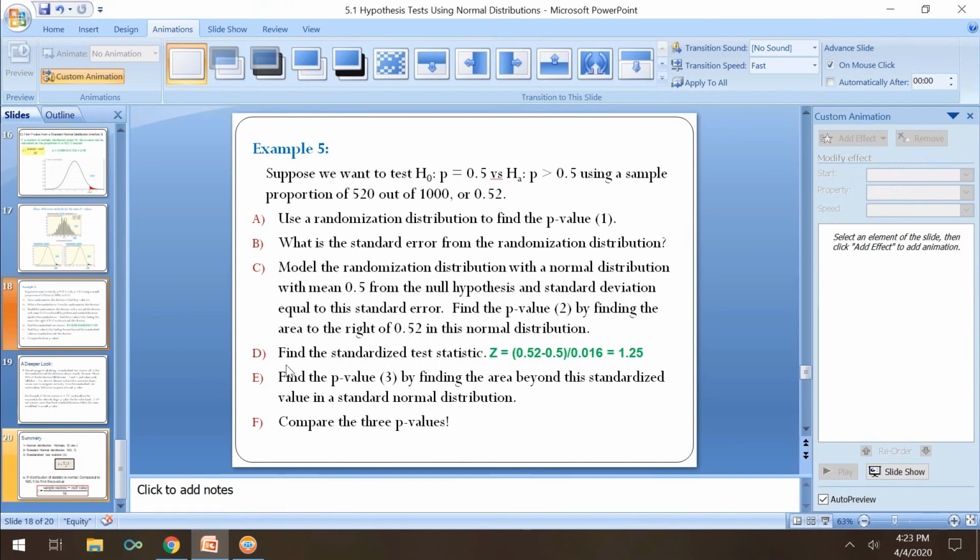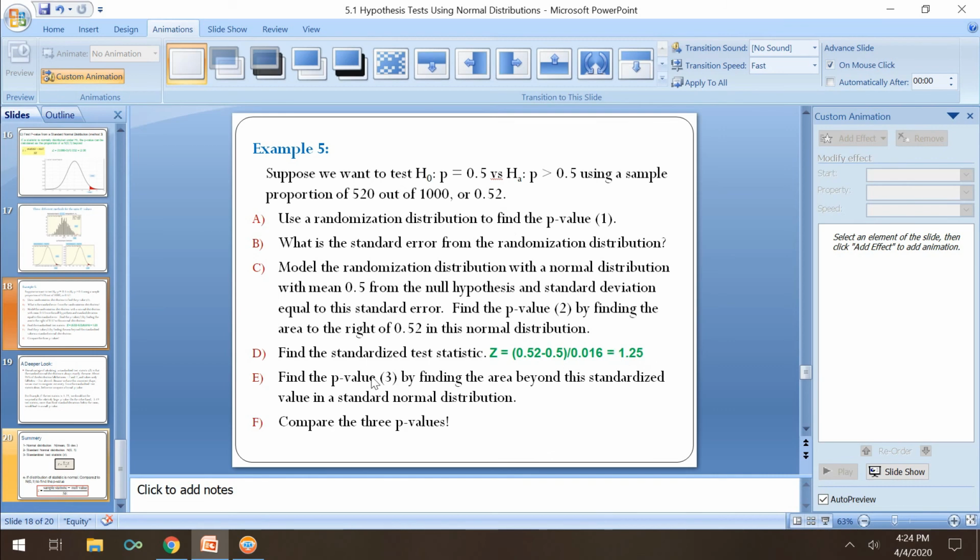Now part D is asking, find the standardized test statistic. This is the fancy name for the Z. The way we found this, Z equals the sample statistic, which is 0.52, minus the mean, which is 0.5, divided by the standard error, which is 0.016. I did this previously. This time our standard error is 0.015, but it should be okay. If we round up, it should be similar to this number. So the Z-score for this sample statistic, which is 0.52, is 1.25.